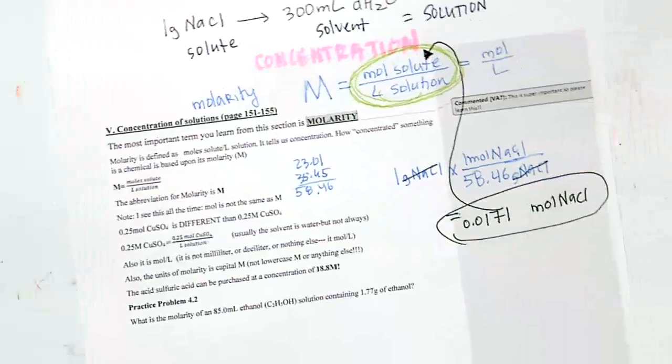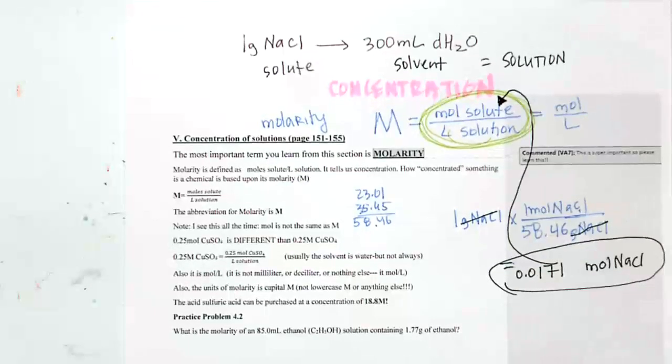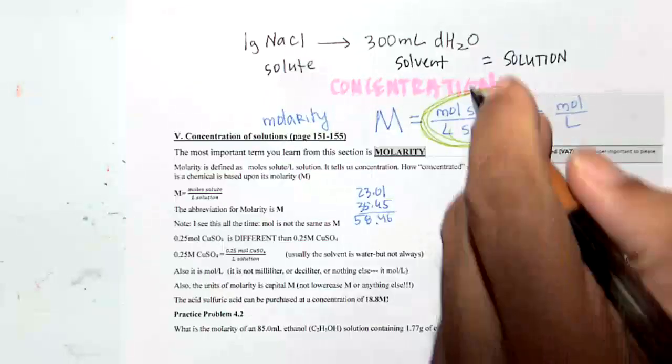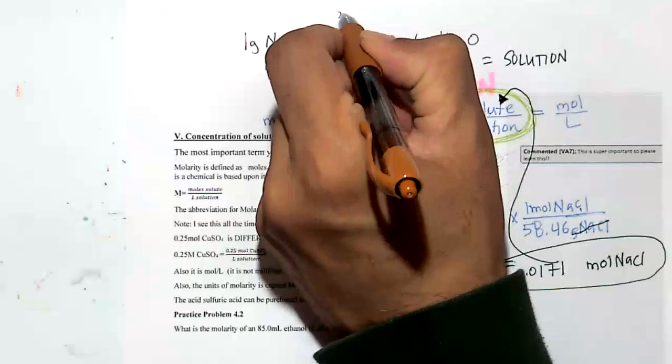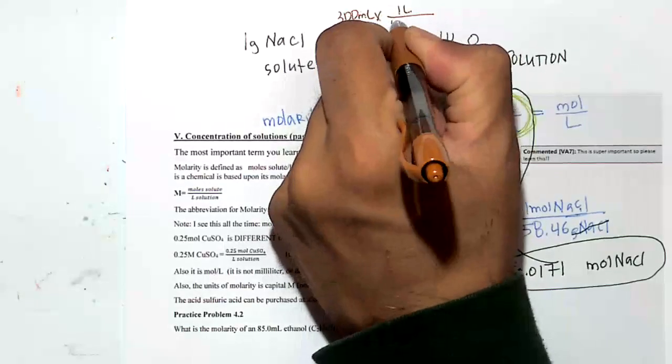And then what is the liters of solution? I put it in 300 mLs, you remember? You saw that little demo. 300 mLs. So what is 300 mLs in liters? You're going to divide by 1,000. Do you remember this?